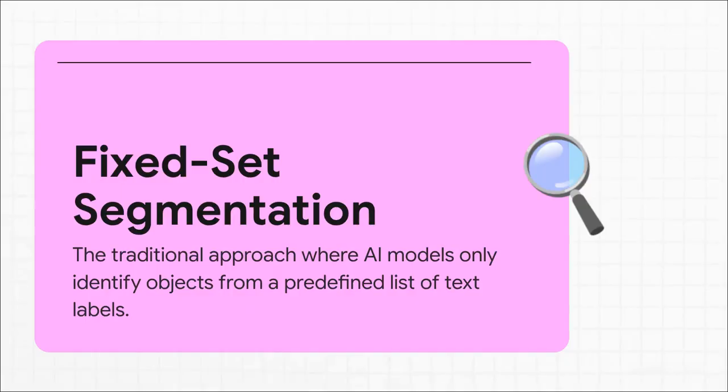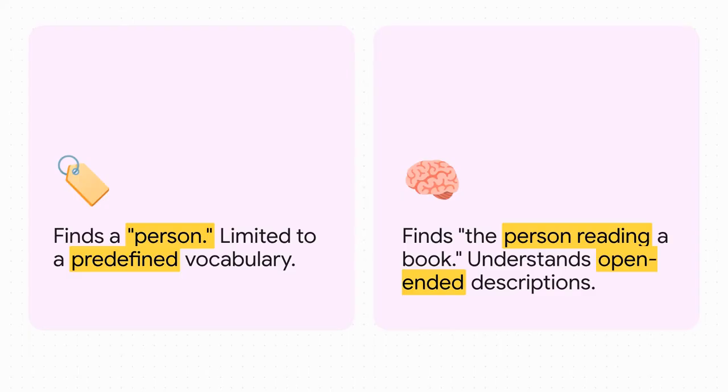Well, for the longest time, AI vision models were trained in this really rigid way. Think of it like giving a toddler flashcards. They were given a fixed list of things to recognize: person, car, dog. And if an object wasn't on that very specific, predefined list, as far as the AI was concerned, it just didn't exist.